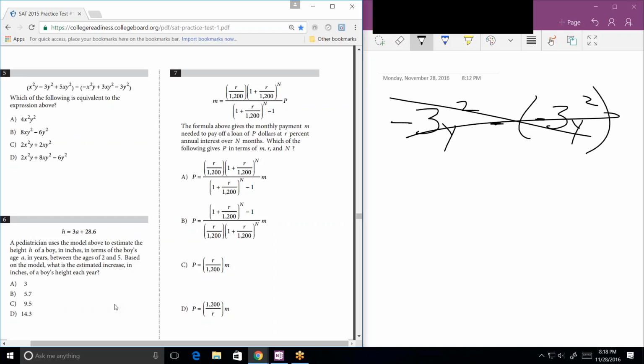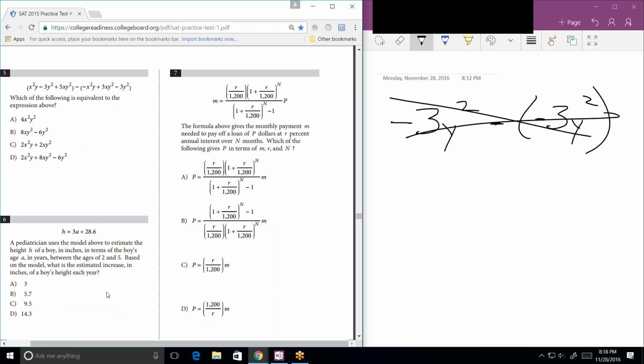Set the height of a point in inches. What is the estimated increase in inches? Some of these can seem complicated, but they're really not. Don't get caught up in the length of the paragraph or all those variables you see.